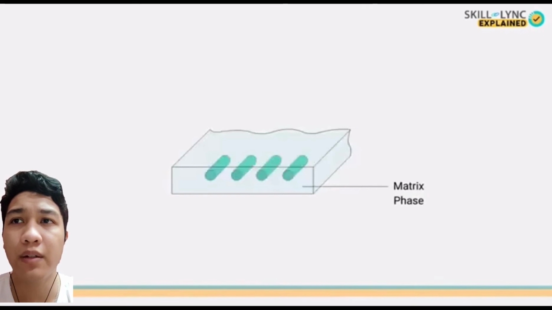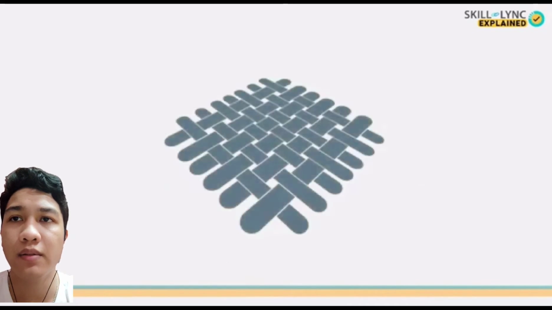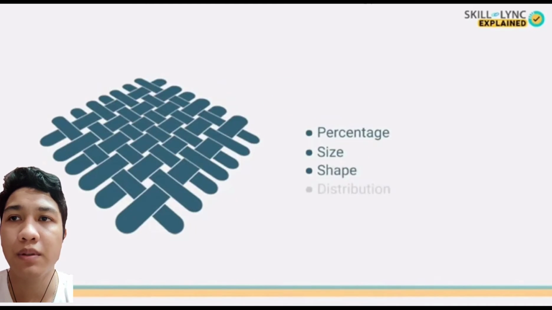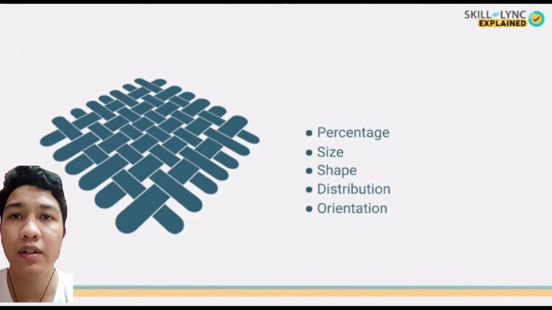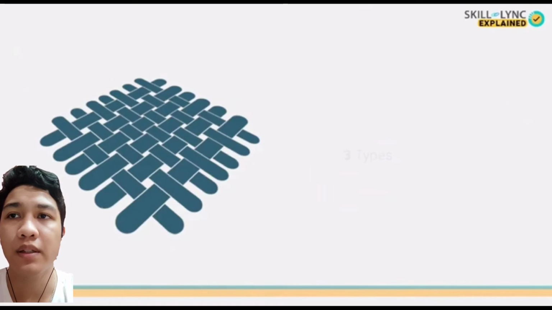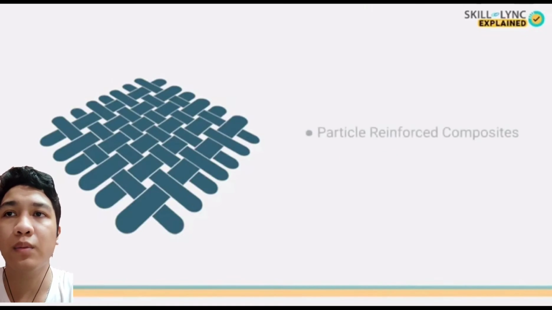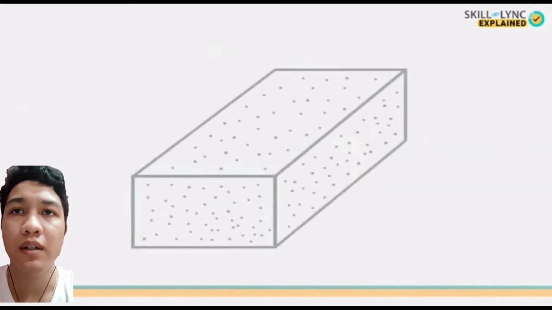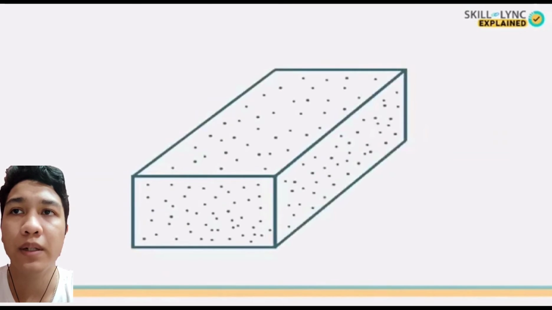Most of the composites are made of two different phases. The continuous phase present throughout is called the matrix phase. This surrounds and binds the second phase material called the dispersed phase. The properties of the composites vary according to the percentage, size, shape, distribution, and orientation of the dispersed phase in the matrix. When it comes to the classification, composites are of three different types. There are particle reinforced composites, fiber reinforced composites, and structural composites. Let's discuss all three types one by one.